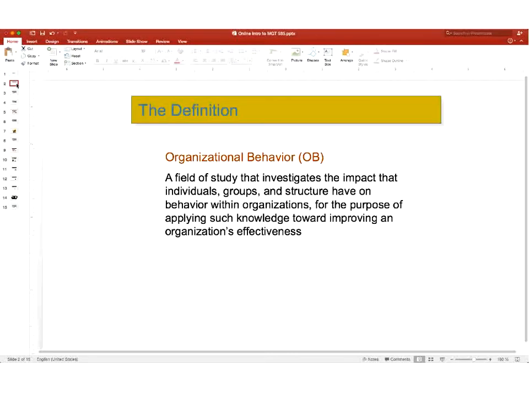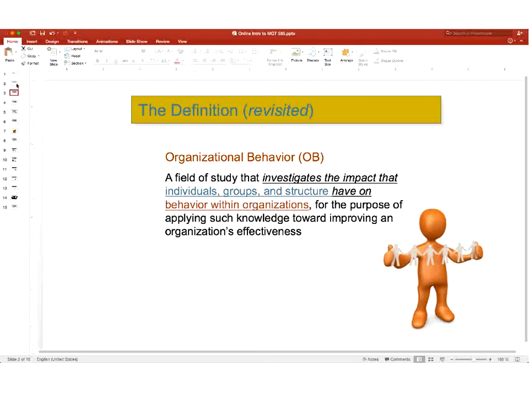So let's just start off with a simple definition of organizational behavior. Organizational behavior can be considered a field of study that investigates the impact that individuals, groups, and structure have on behavior within organizations for the purpose of applying such knowledge toward improving an organization's effectiveness. That definition can be a mouthful, so what I'm going to do throughout the next few slides is break it down and show you what we'll be studying throughout the semester.